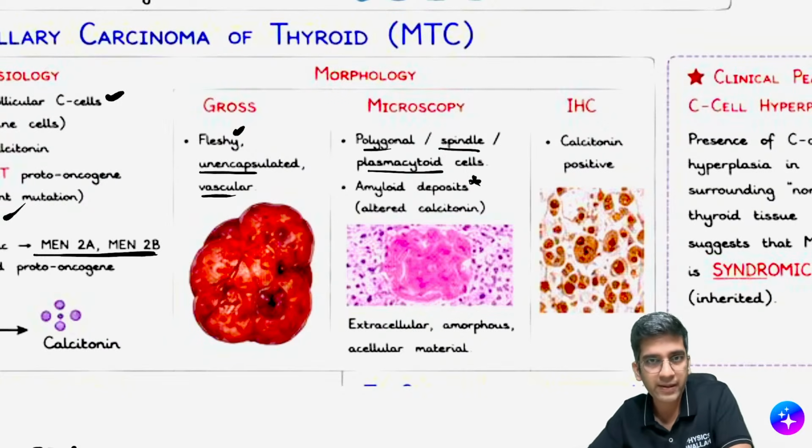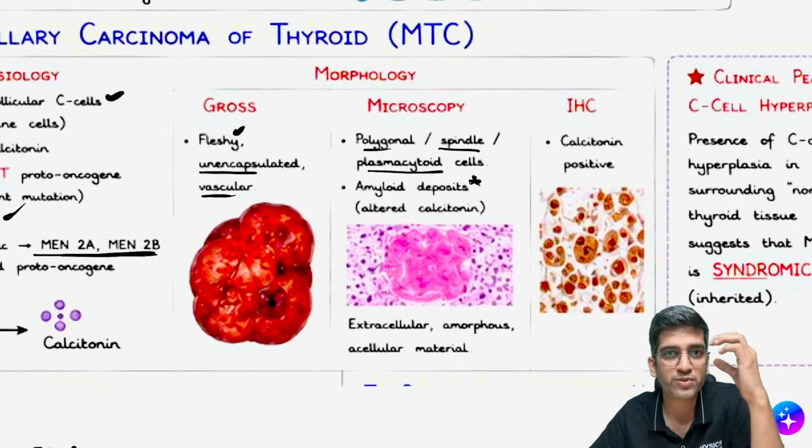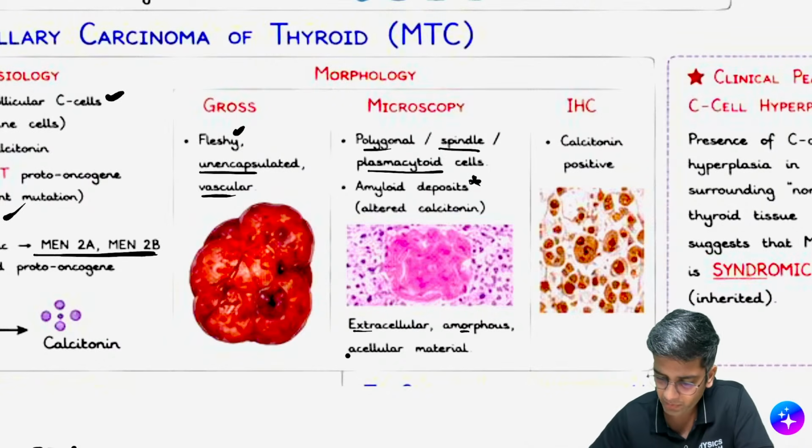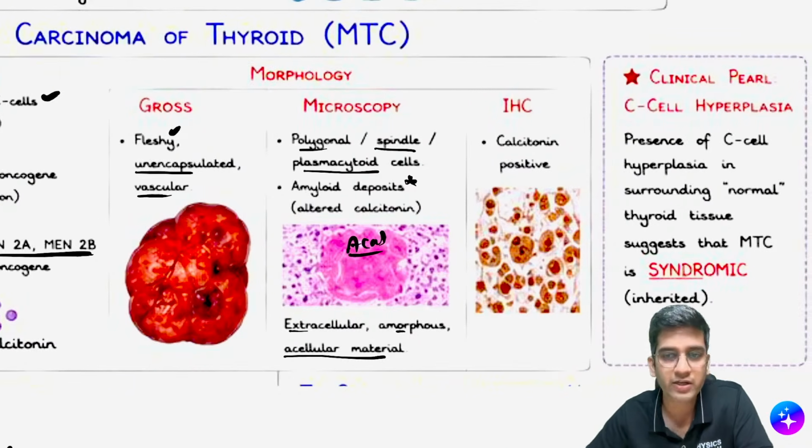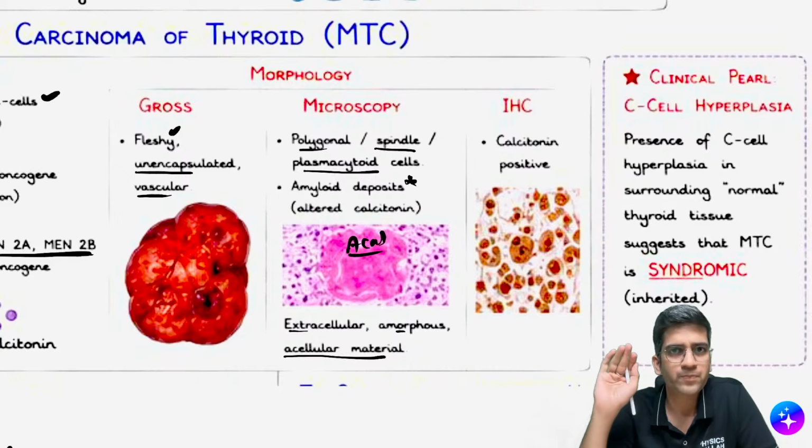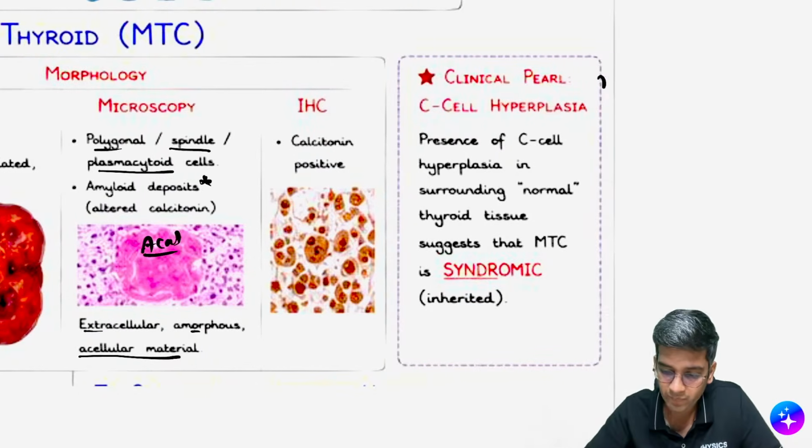The moment you see amyloid in a histology, in a biopsy, or you have an image which says that apple green birefringence is positive in the thyroid, it has to be medullary carcinoma thyroid, right? It's an extracellular acellular amorphous material, which is nothing but AL amyloid. If you remember our immunology chapter, you must have read about it. That's what gets deposited here. On IHC, they are calcitonin positive.